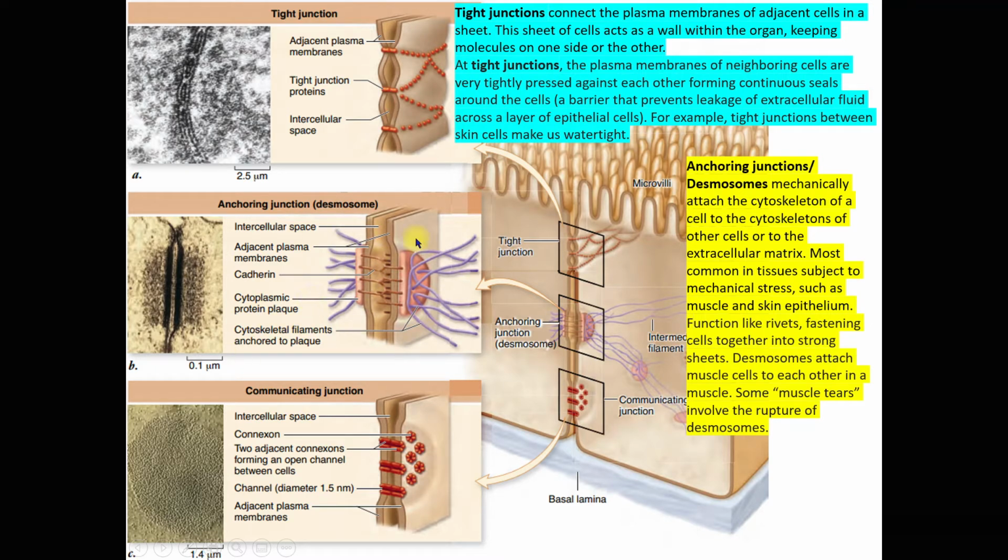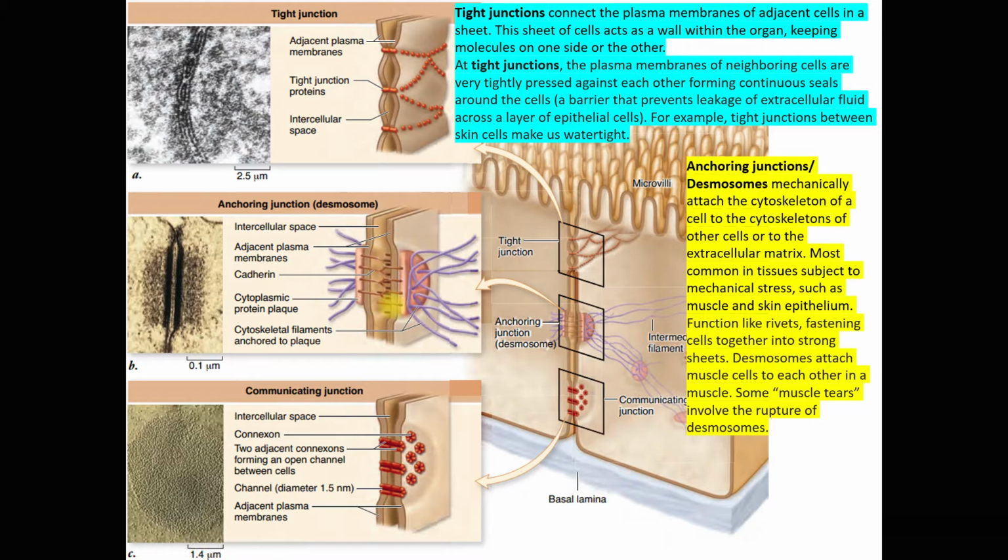Now, desmosomes attach muscle cells to each other in a muscle. So now you know, muscle cell kamu tu dia dihubungkan dengan muscle cell yang satu lagi melalui desmosome. Some muscle tear involve the rupture of desmosome. Okay.